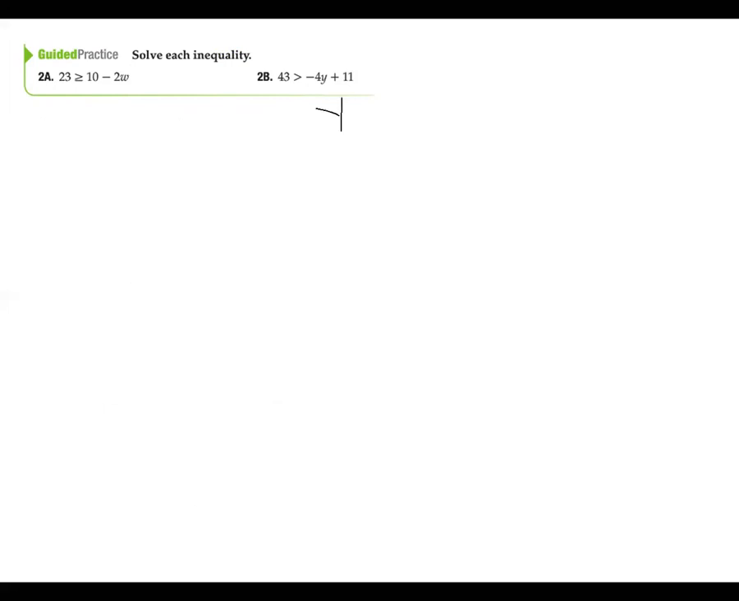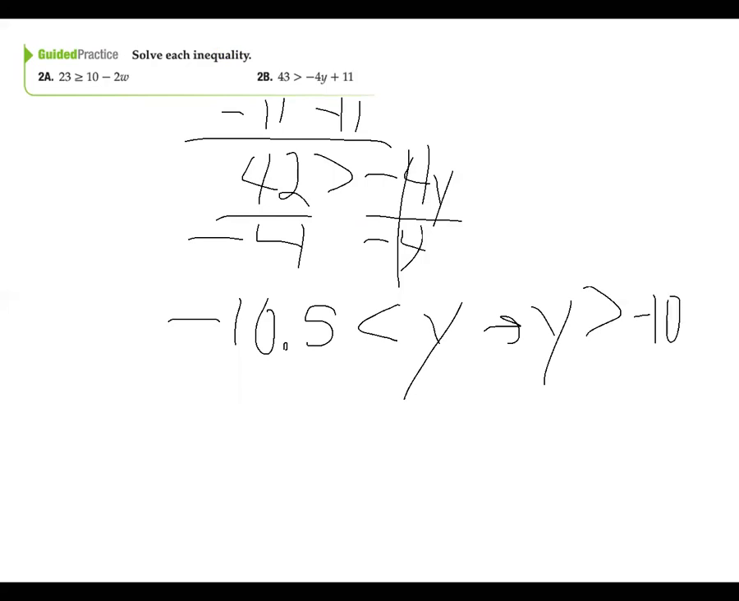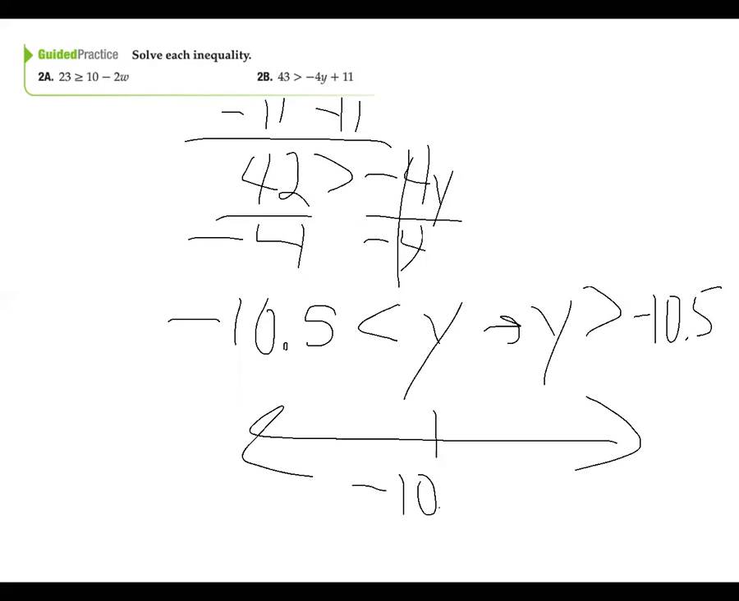In this case, you would subtract 11 from both sides, and you have 42 is greater than negative 4y. Divide both sides by negative 4, and you would get negative 10.5 is less than y, or y is greater than negative 10.5. So on your number line, negative 10.5, open circle, shade everything to the right. Alrighty, pretty cool there.